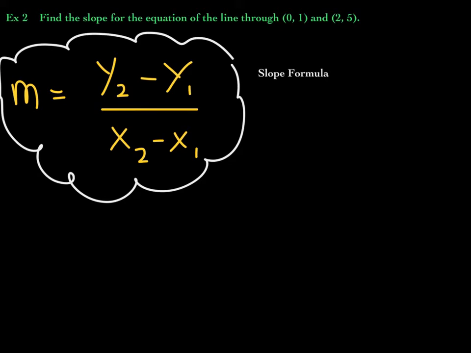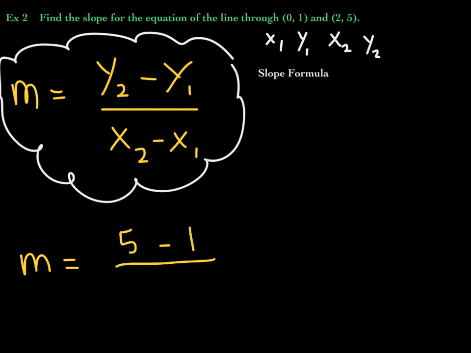So what a lot of people like to do, and you're free to do this as well, is (0, 1) here can be considered x sub 1 and y sub 1, whereas (2, 5) can be considered x sub 2 and y sub 2, so that when you actually apply the formula for this problem, it'll be y sub 2 minus y sub 1, which is 5 minus 1, over x sub 2 minus x sub 1, which would be 2 minus 0. Doing the arithmetic, you would find the slope of this line to be 2. That's your answer. The slope is 2.